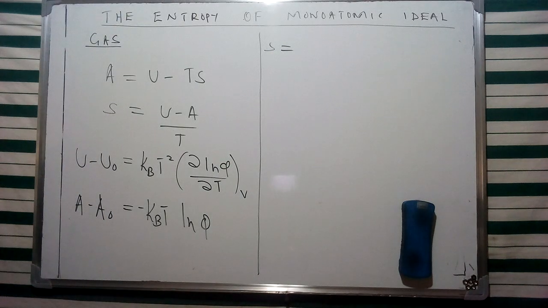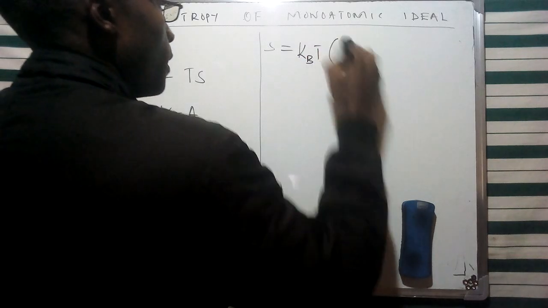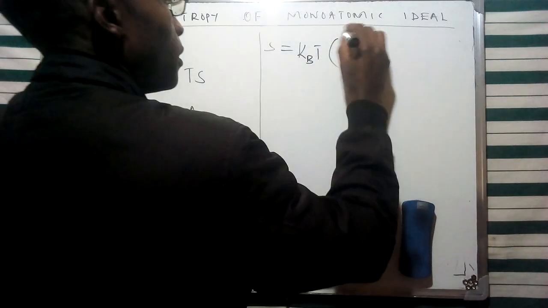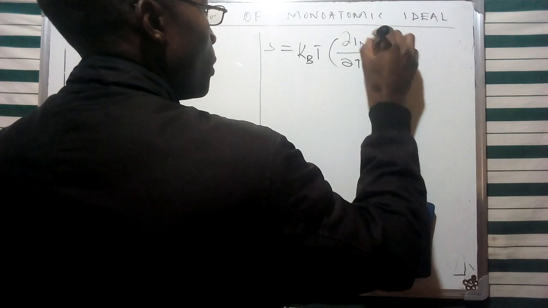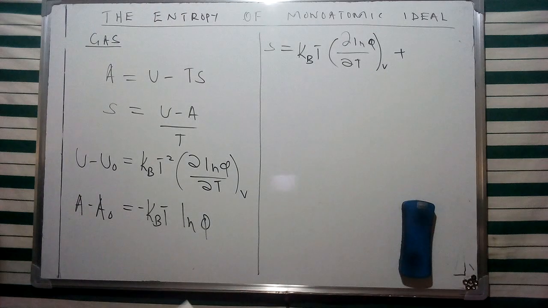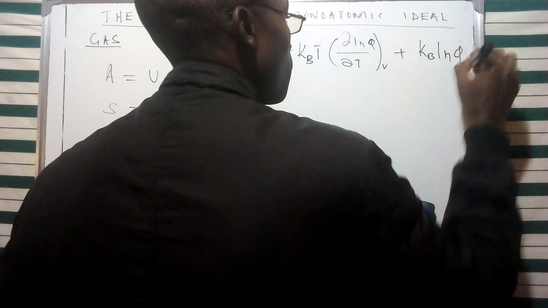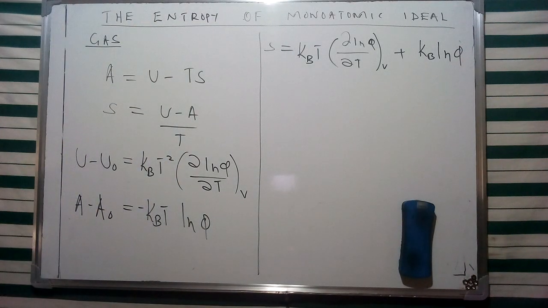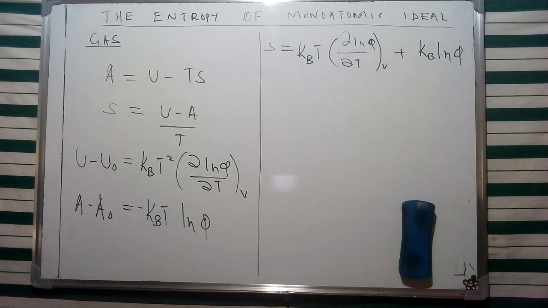And that gave us the equation of kBT times the partial derivative of the natural logarithm of Q with respect to temperature at constant volume, together with kB times the natural logarithm of Q. And this was our general representation of the concept of entropy from our previous discussion. And this is going to lay a basis for us in describing the entropy of a monoatomic ideal gas in terms of this partition function.